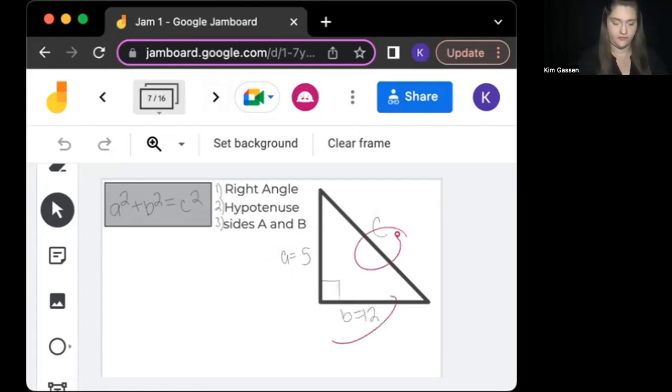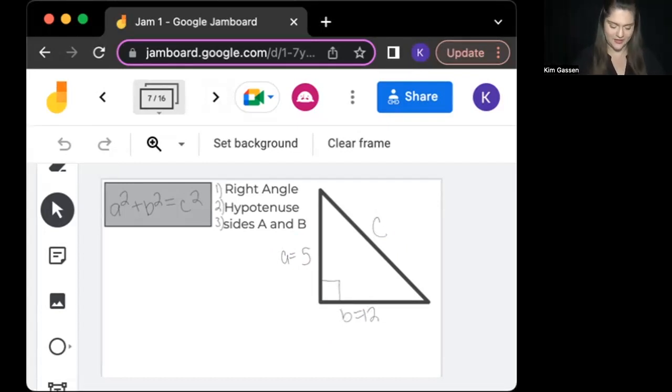So if we know that side A is, let's say, 5 inches, and we know that side B is, let's say, 12 inches. Now what do we do? We need to know how long side C is. How do we find out how long side C is? We're going to use algebra. We're going to do some math.